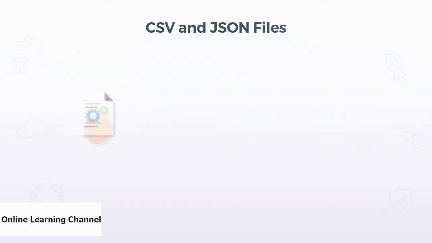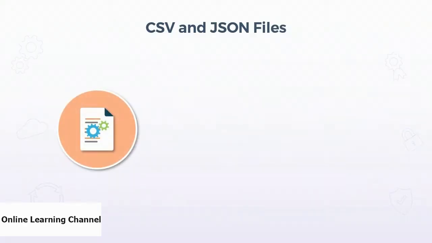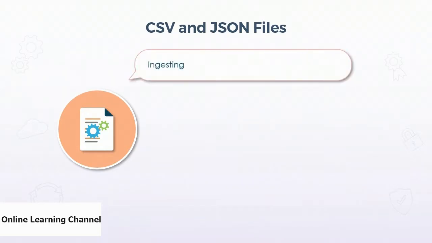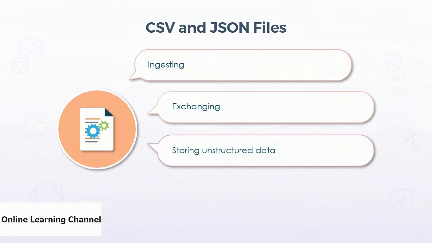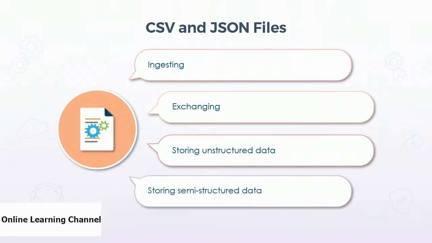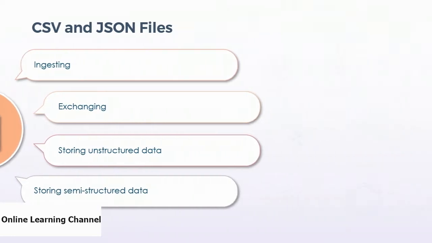Two of the most popular data formats these days for distributed systems are comma separated values, or CSV format, and JavaScript object notation, or JSON format. These two formats are commonly used when ingesting data and also when exchanging data, say between services. Both can be used to store unstructured data, where fields of the data are unknown, or semi-structured data, where the fields may follow a particular pattern, although that pattern might be flexible.